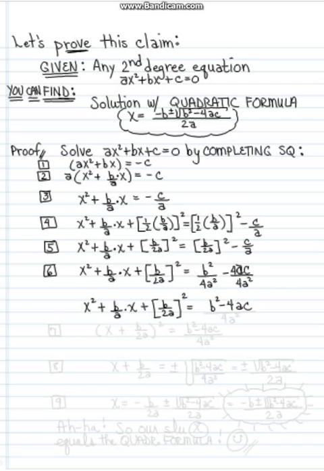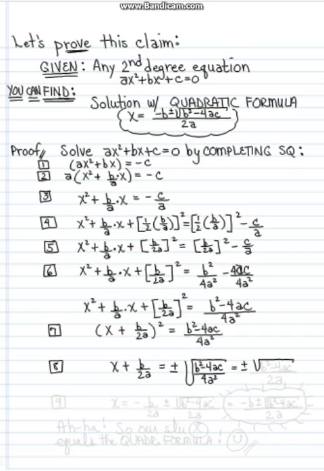Step 7, we're going to factor the left-hand side using the formula. So it's x plus whatever's in the bracket, including the sign. It's positive b over 2a, squared, equals the other side. Step 8, we're going to get rid of the square by taking plus or minus the square root of both sides. x plus b over 2a equals plus or minus. We'll simplify it by taking the square root of the top over the square root of the bottom. You get plus or minus the square root of b squared minus 4ac over 2a.